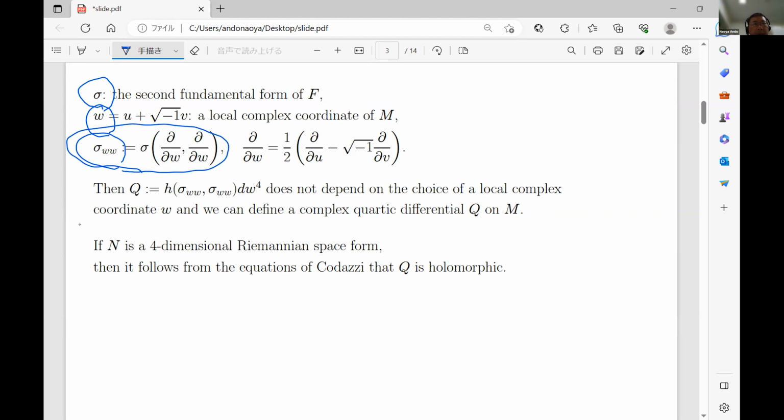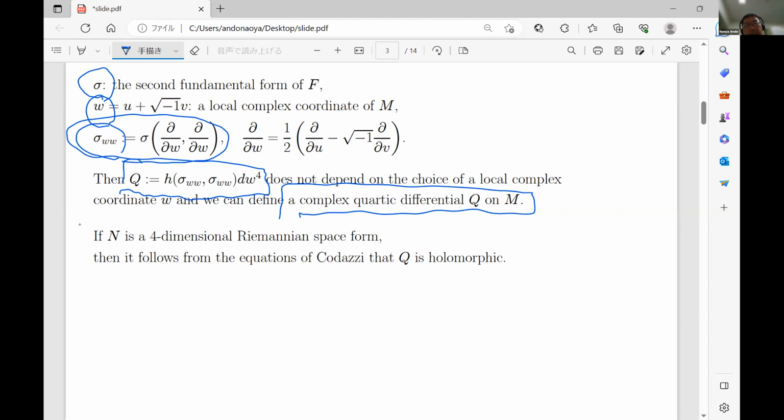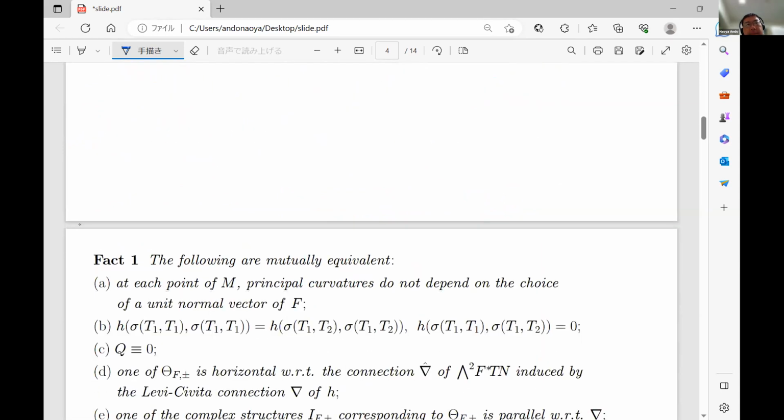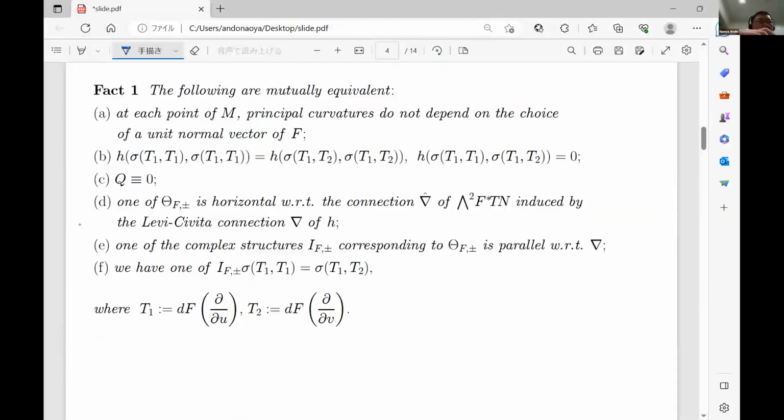Then Q, defined like this, does not depend on the choice of a local complex coordinate w, and we can define a complex quartic differential Q on M. If N is a four-dimensional Riemannian space form, then it follows from the equations of Codazzi that Q is holomorphic. Then we have this fact.